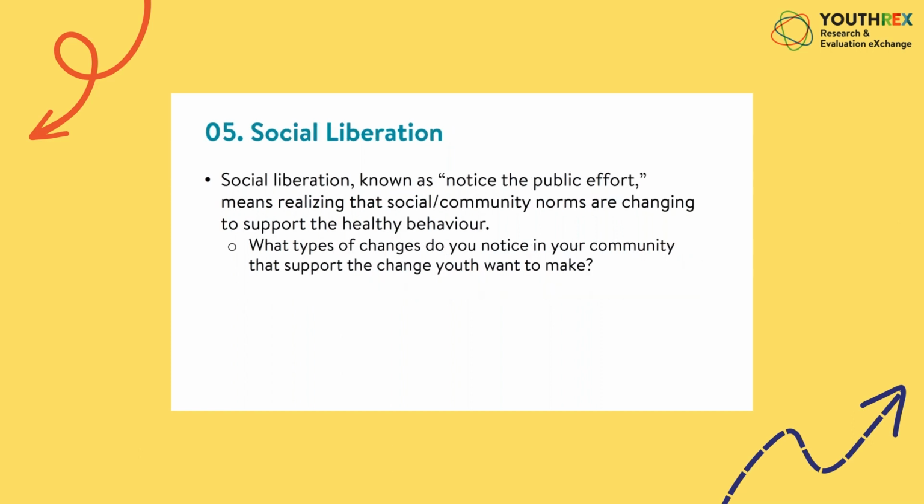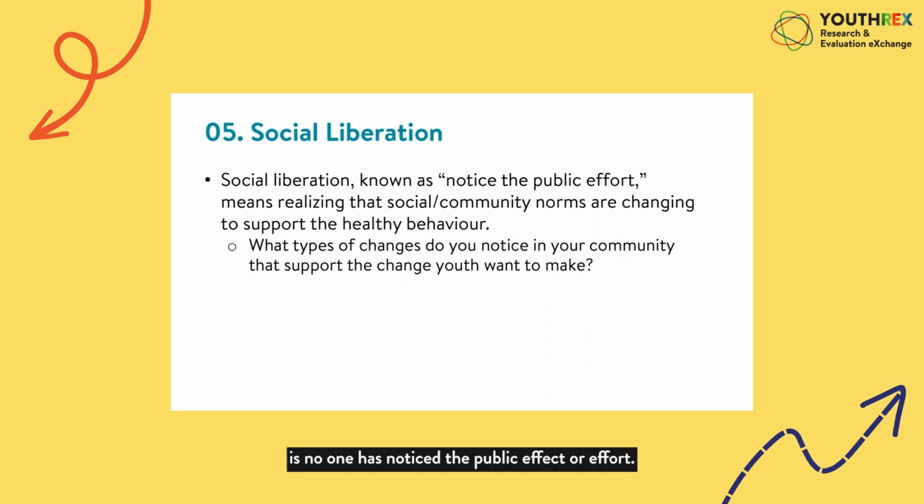Next slide, please. So social liberation, which is the last of the experiential process, is known as notice the public effect or effort. And this really means identifying those social and community norms that are changing that would support the youth's healthy behavior change. So social liberation requires an increase in social opportunities for youth who are relatively deprived of opportunities. A question you can pose to youth that would support them in identifying environmental opportunities is, what types of changes do you notice in your community that supports the change that you want to make? And this really gets them thinking about acceptance and social belonging, and that there are other opportunities for them in the community.